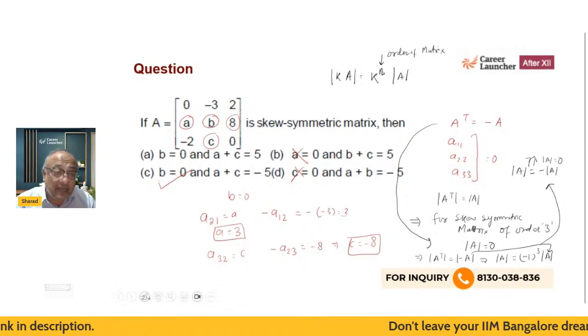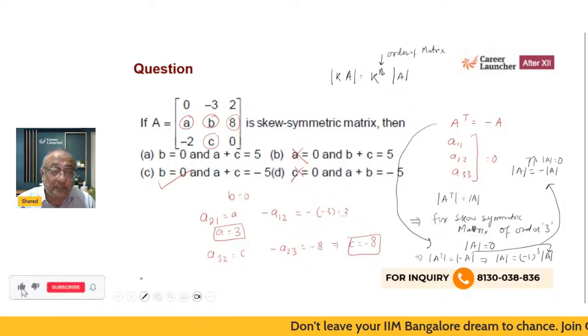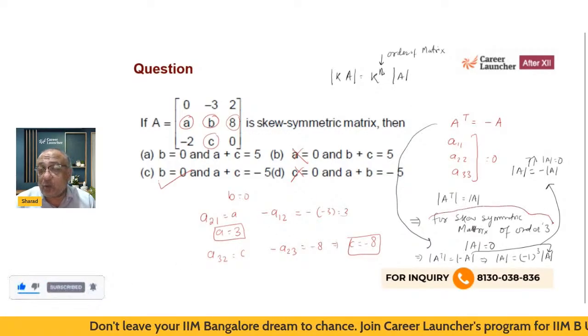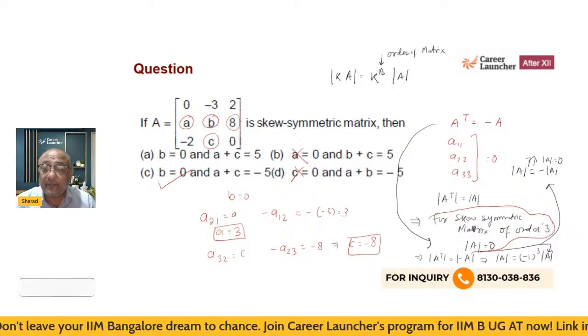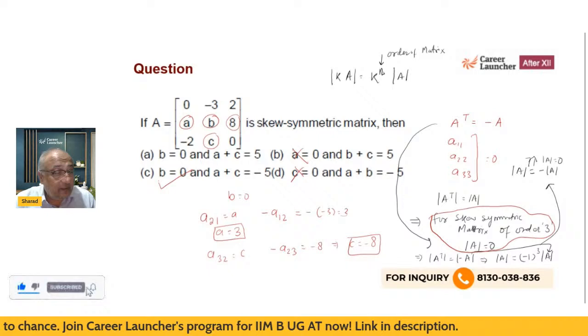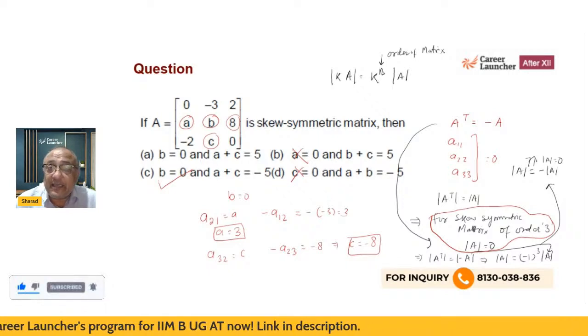So please underline this concept, box this concept. It can sometimes solve a question in a jiffy. For a skew symmetric matrix of order 3, determinant of A is equal to 0.